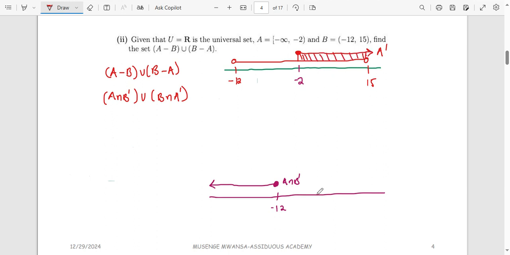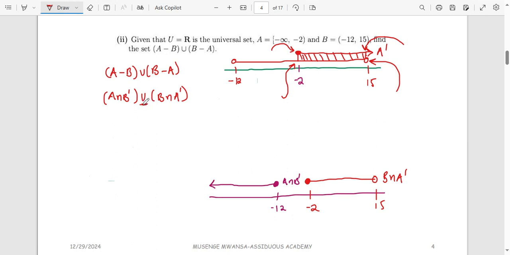So I can bring this one also. I'll put negative 2 here and then 15. Can you see that at negative 2, this is closed, meaning that negative 2 is part of the set A complement. It's also part of the set B. So negative 2 is actually part of both sets. And then look at 15. 15 is not part of the set B, though it is part of the set A complement. So it can't be part of the intersection. So at 15, I'm going to open. So this is B intersection A complement.